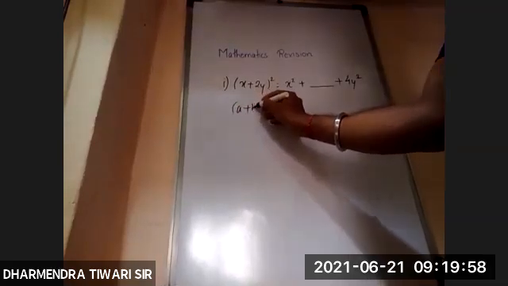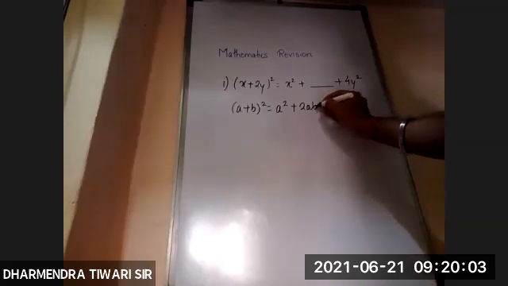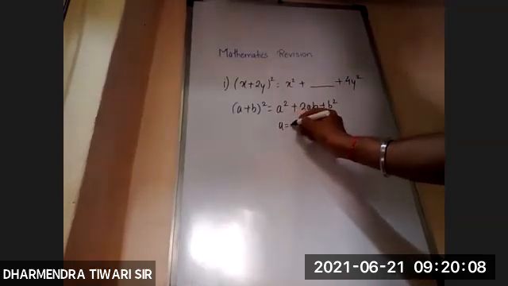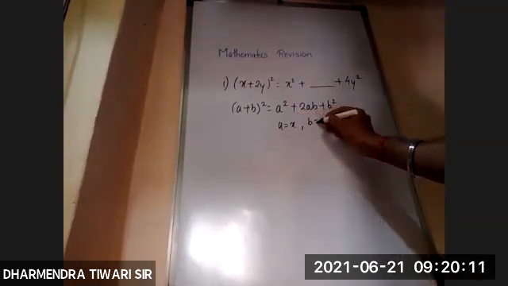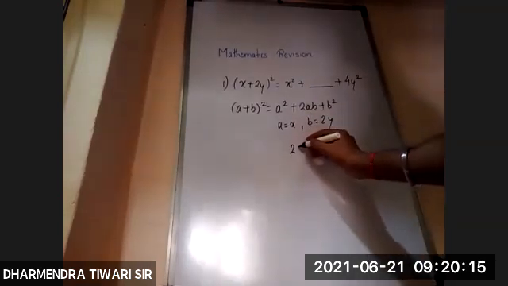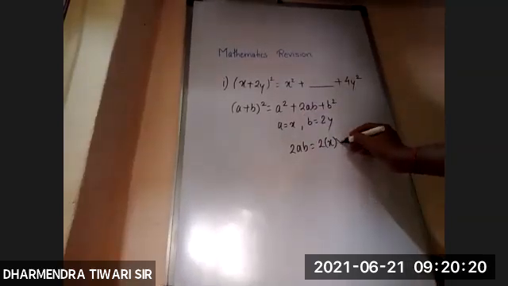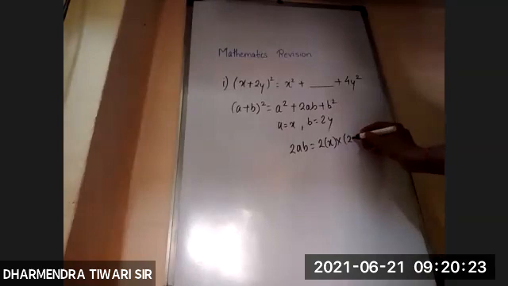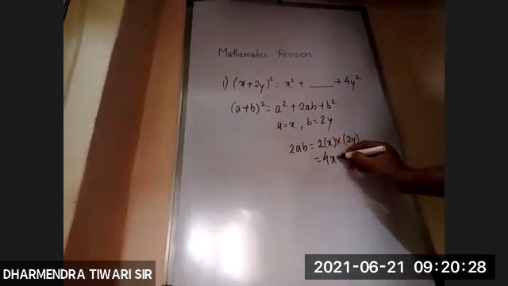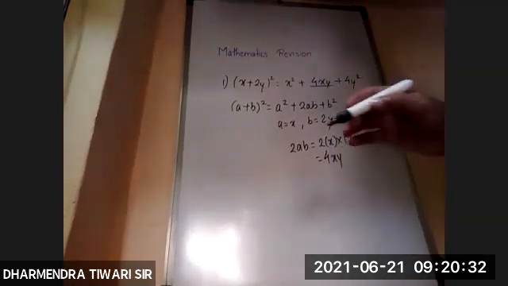a plus b the whole square is a square plus 2ab plus b square. In this case, a is x and b is 2y. So the term required is 2 into ab, which is 2 into value of a is x, value of b is 2y. What do we get? 2 2s are 4xy. So right here, 4xy. Hope this is clear.